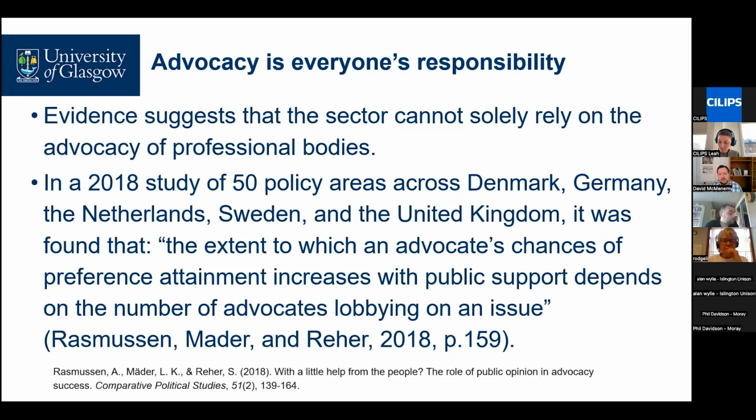And also another key motivator for me is that I believe advocacy is everyone's responsibility. So evidence suggests that sectors cannot solely rely on professional bodies to do their advocacy for them. So a quote there from a paper: in a 2018 study of 50 different policy areas across Denmark, Germany, the Netherlands, Sweden, and the UK, it was found that the extent to which an advocate's chances of preference attainment increases with public support depends on the number of advocates lobbying on an issue.